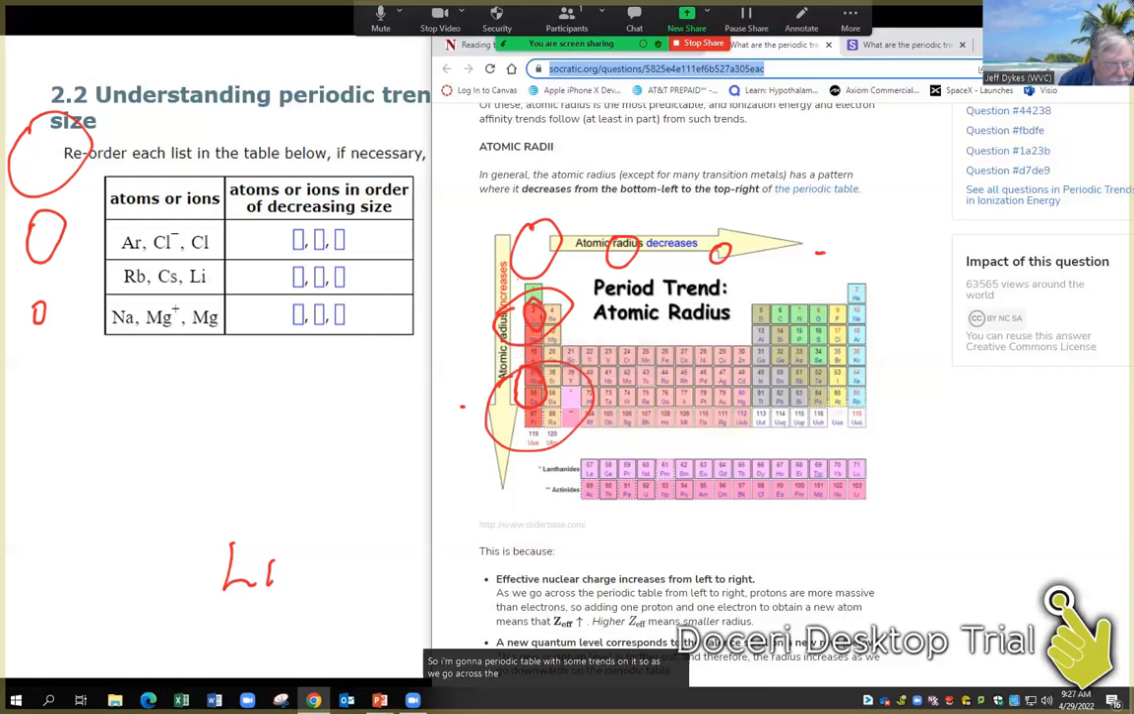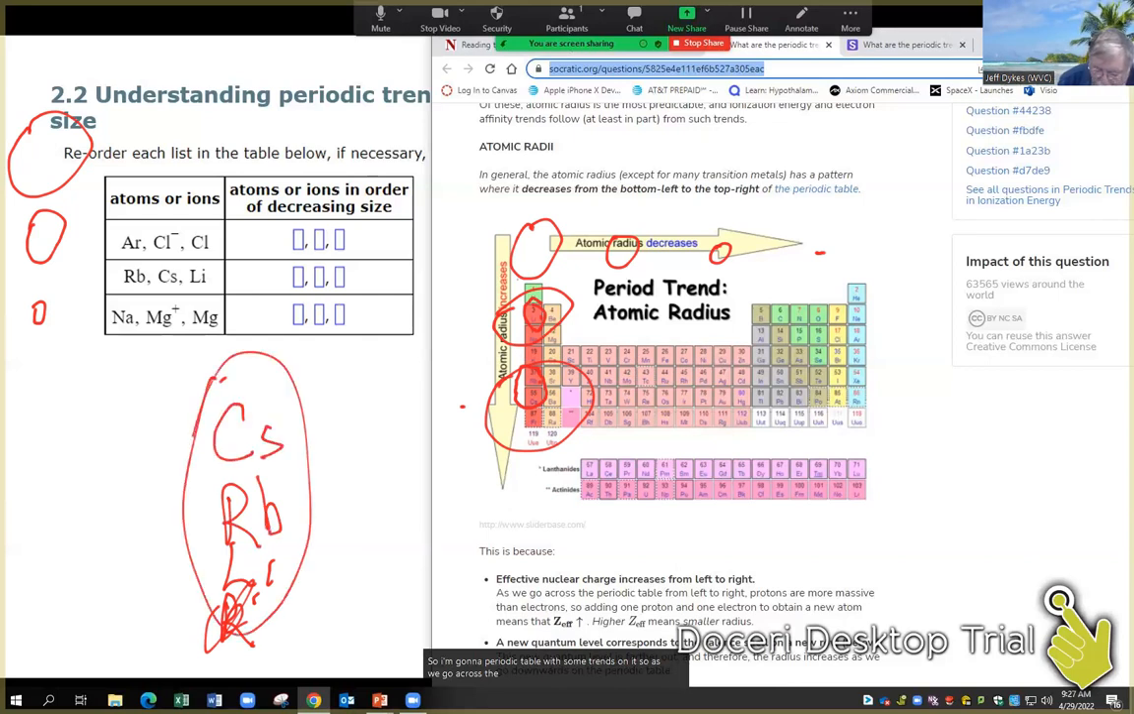So we'll go: lithium is the smallest, and then rubidium. Okay, lithium is the smallest, and then we go, what's the next larger one? It's rubidium, and then cesium is the largest. So from the largest to the smallest, this is our order. Okay, so that's down a group. We go from smaller to large.